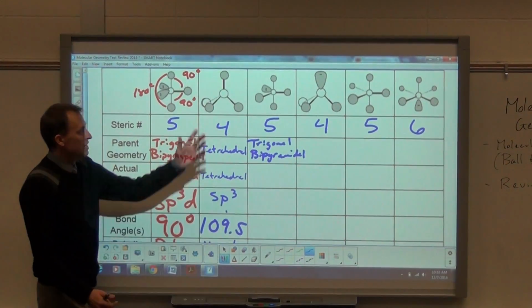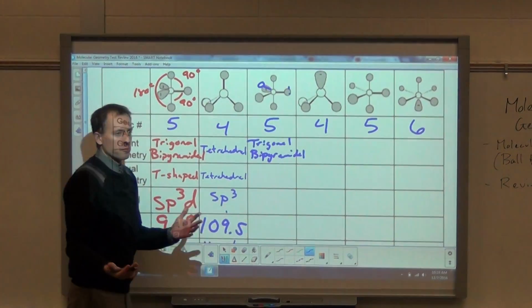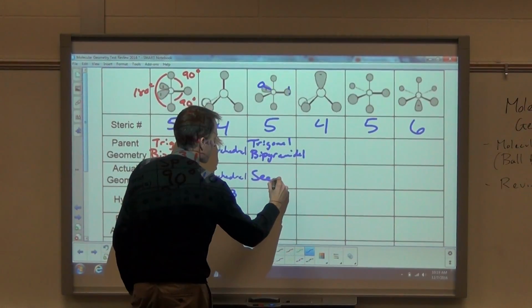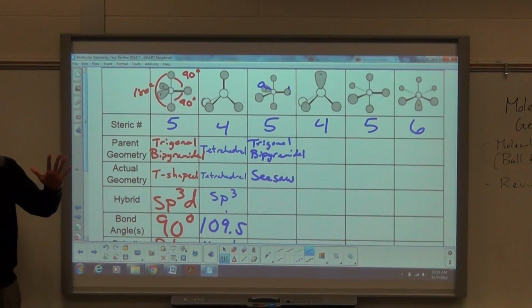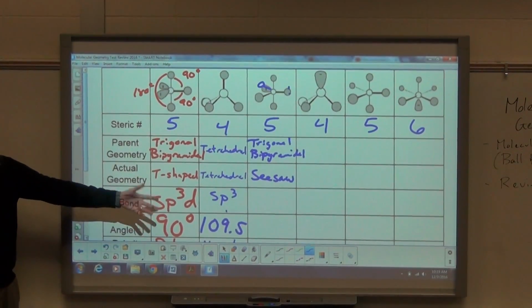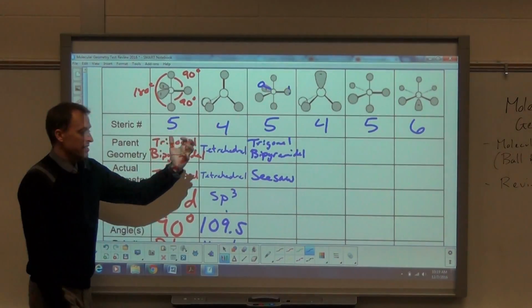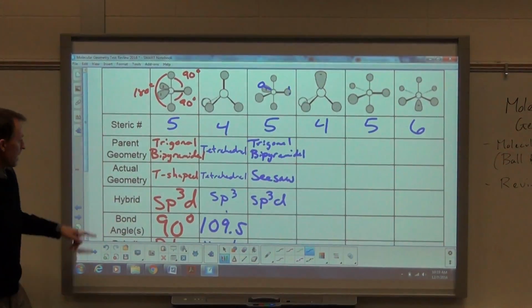It's a seesaw. It would have been better if this was the atom here and this was dots. I think it would have been a little easier for you to see, at least for me it is. But that's a seesaw. All right, hybrid. It's 5 clouds. It's the same as the first one. 5 clouds is 5 clouds. It doesn't matter how many lone pairs I have. So it's s, p, p, p, d. So it's sp3d. Angles now. Here we go.